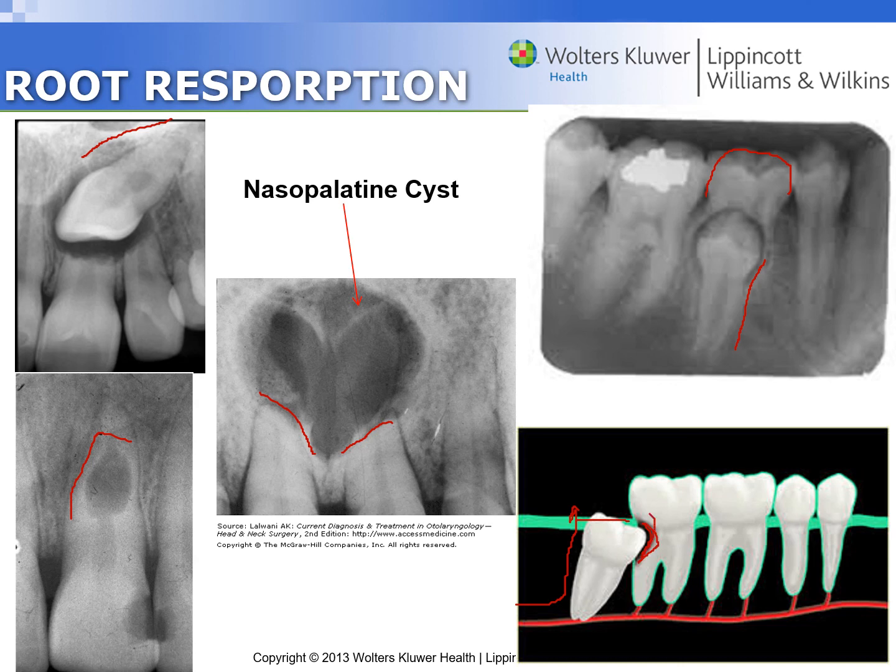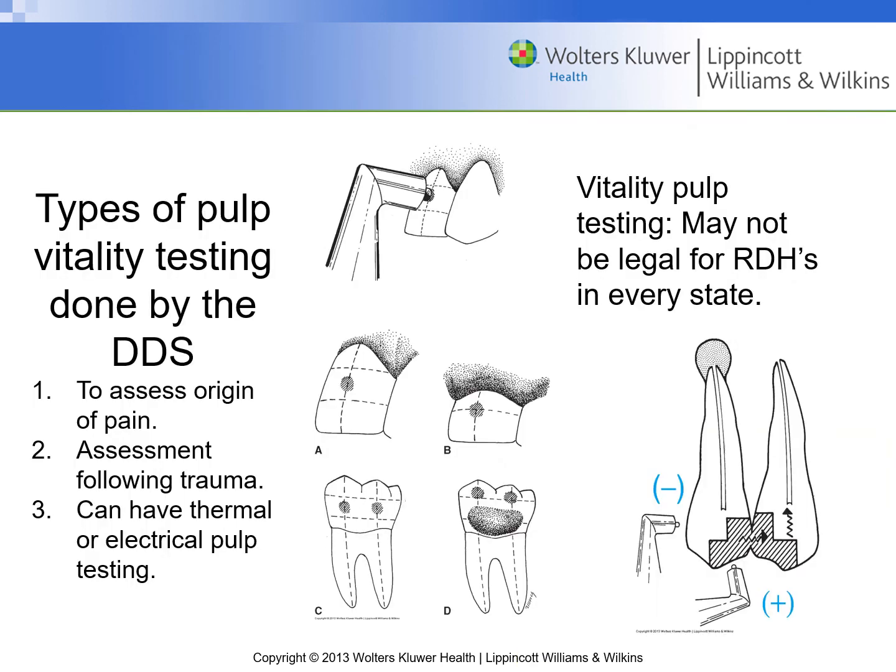So, to end this chapter, they talked about the types of pulp vitality testing. You need to really check, because pulp vitality testing, electrical anyway, is not legal in every state for a hygienist to do. Most of the time a dentist is doing that, but the reason they do it is to assess for pain.